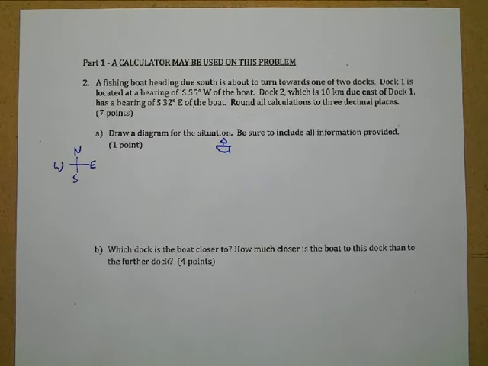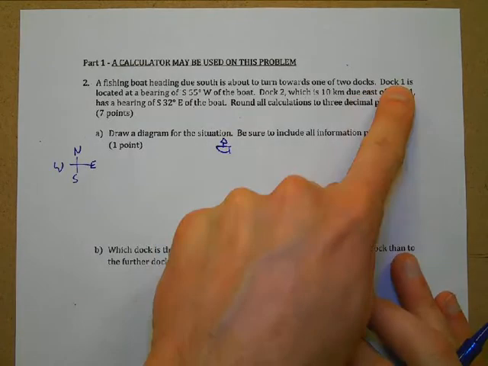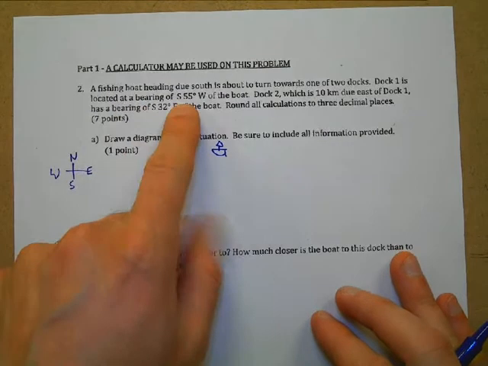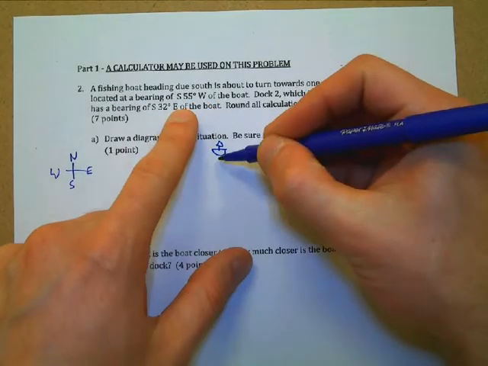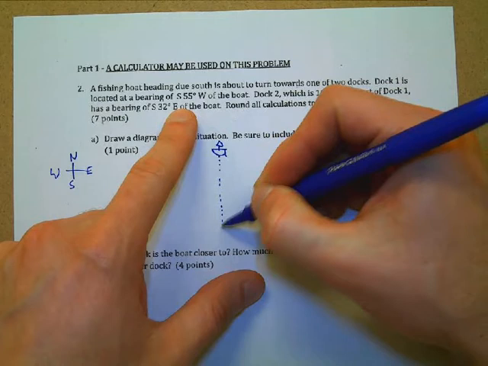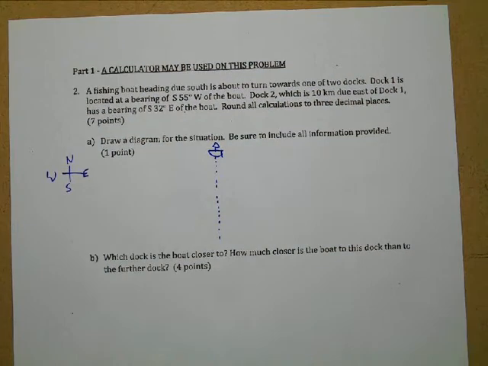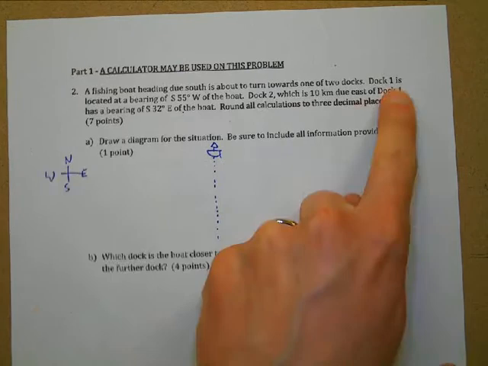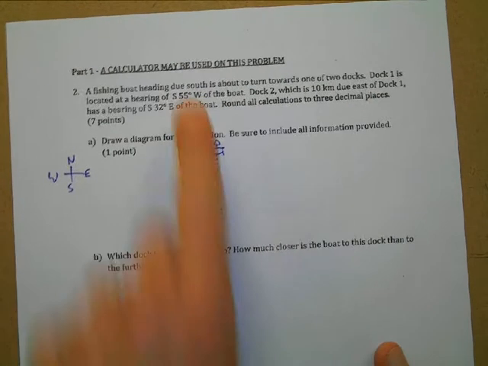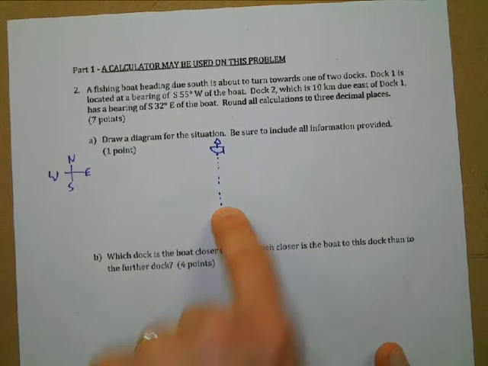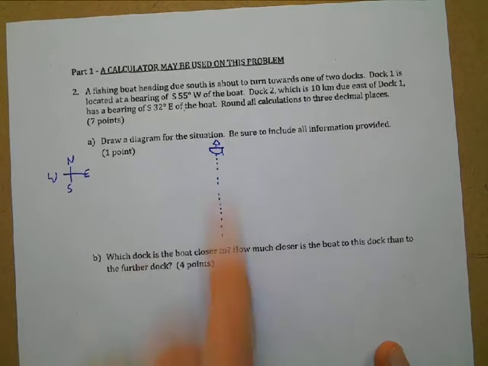Okay, so Dock 1 is located at a bearing south 55 degrees west. So I'm going to draw in a dotted line here that represents the direct south bearing. Because the boat's headed on that path, but it's going to turn here towards one of the docks. So if Dock 1 is south 55 degrees west, does that mean it's going to be to the left or to the right of this dotted line? Left. Why left? Because that's where west is. Exactly right.